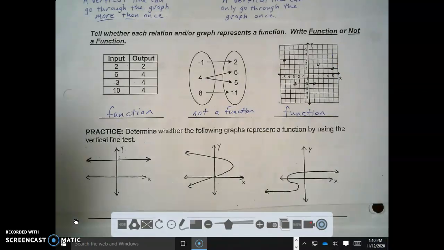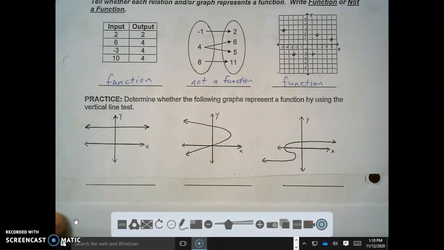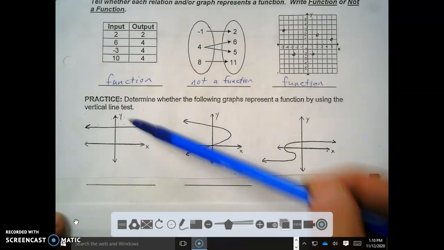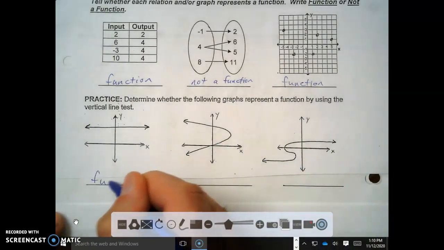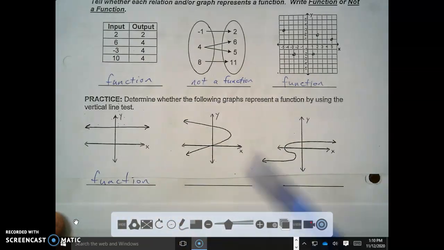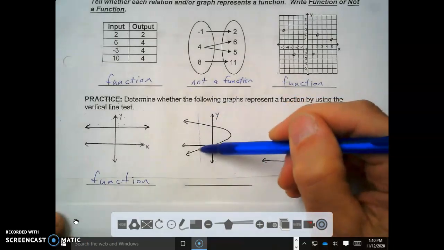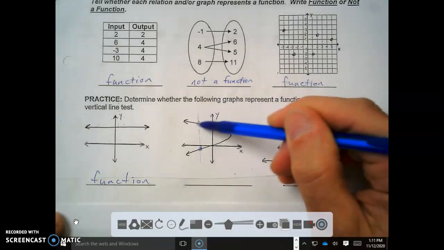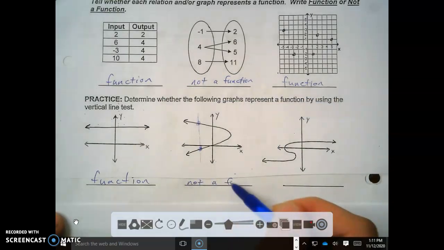Okay, and 3 more, and then yes, this video will be over. You decide, try function or not a function, and I'll tell you what I think. Okay, well, it's just a horizontal line, and a vertical line can only go through that once. That is a function. This one, a vertical line can go through it more than once. See, once, twice. That makes that not a function.